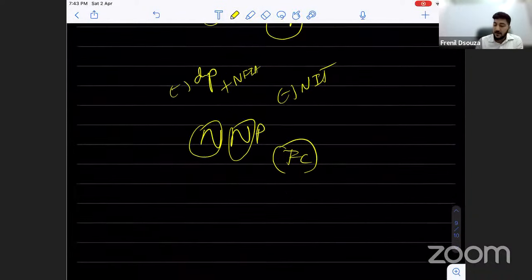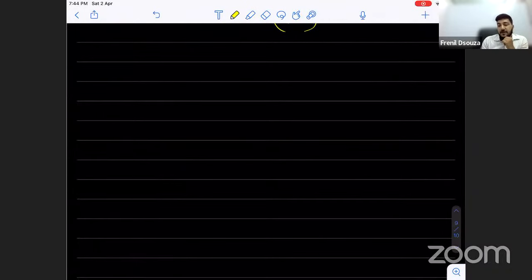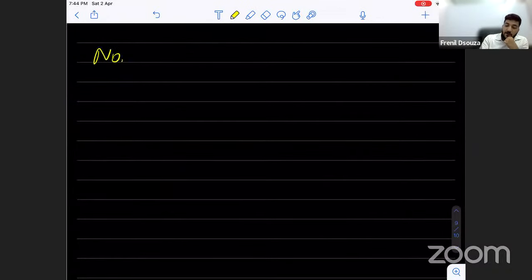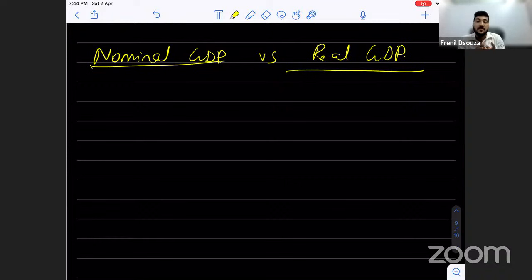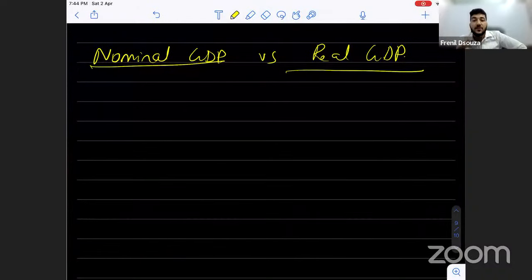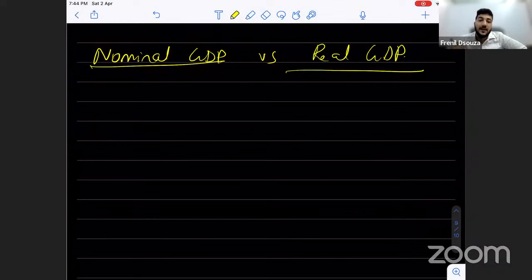Very simple, right? Next, we will learn a small concept again, which was there: nominal GDP versus real GDP. I'll tell you in short, because in this particular exam there is a possibility they might ask a short note on this, right? What is the difference between nominal GDP and real GDP? Or they might ask you to calculate the GDP deflator or the inflation in year one or year two. That kind of question might come, right?